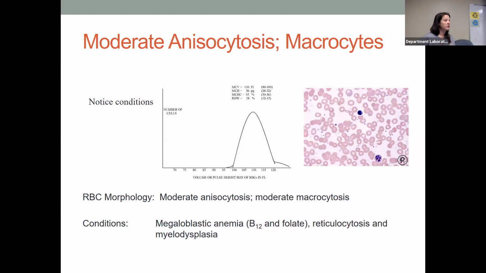What other predominant cell do you have based on that MCV? Macrocytes. And then notice our MCHC, we still have macrocytes present, but our MCHC is still within normal range, okay?